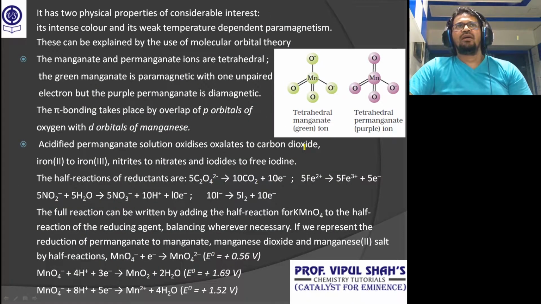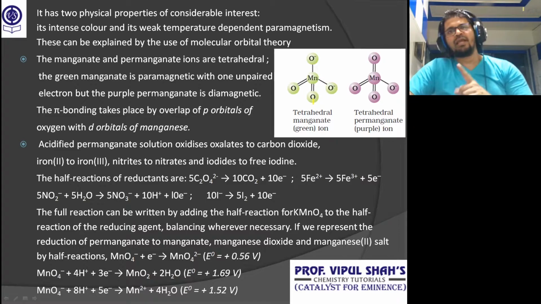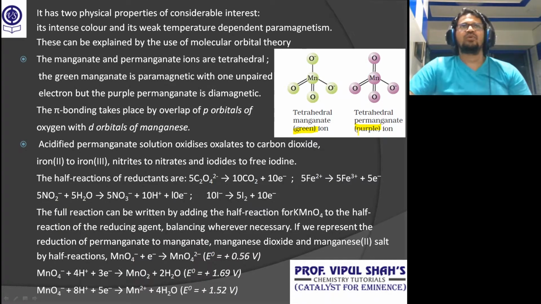Now, people, we're going to talk about two compounds and their structures, something very important: manganate and permanganate. Manganate is MnO4 2-, and permanganate is MnO4 -. Both are tetrahedral; one is a green colored ion, the other a purple colored ion. Let's understand this.